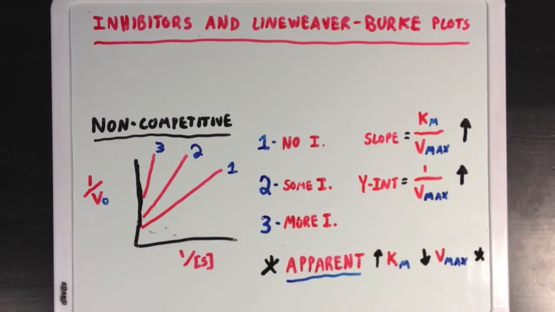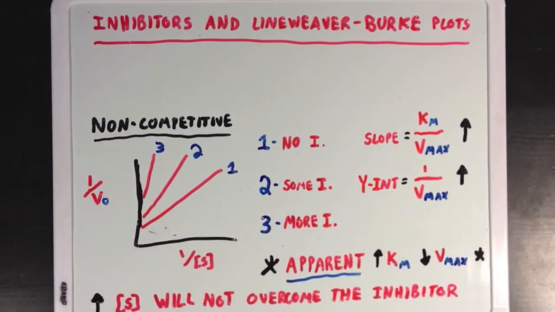So in this case, high substrate concentrations won't completely overcome this type of inhibitor since it lowers Vmax, but since there's an increase in the Km as well, the enzyme will also be inhibited at low substrate concentrations.